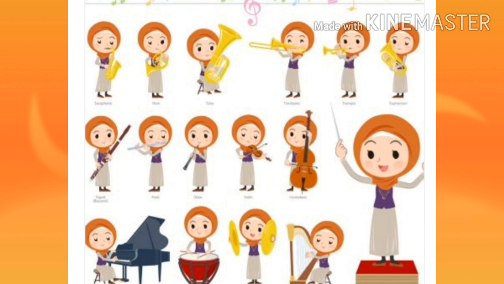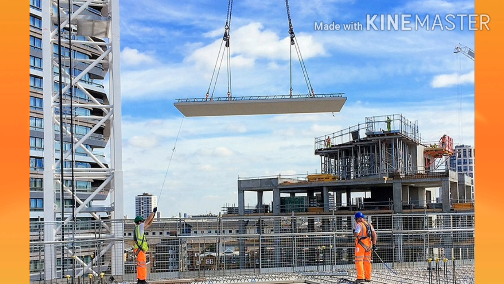See, some of the sounds are pleasant to listen to, and some are not pleasant to the ear. Suppose, for example, construction work is going on in your neighborhood. Okay, are the sounds coming from the construction site pleasant for us? No, it is not pleasant for us, right?